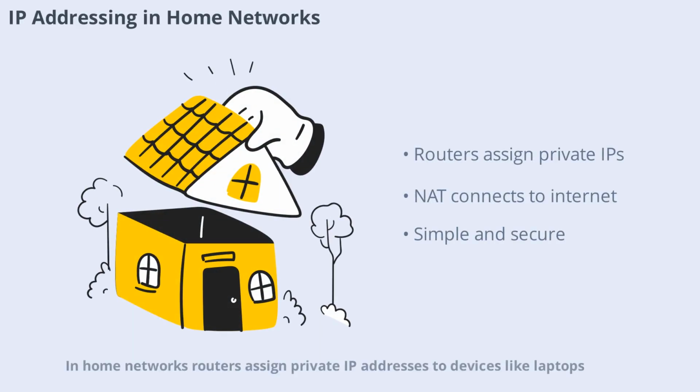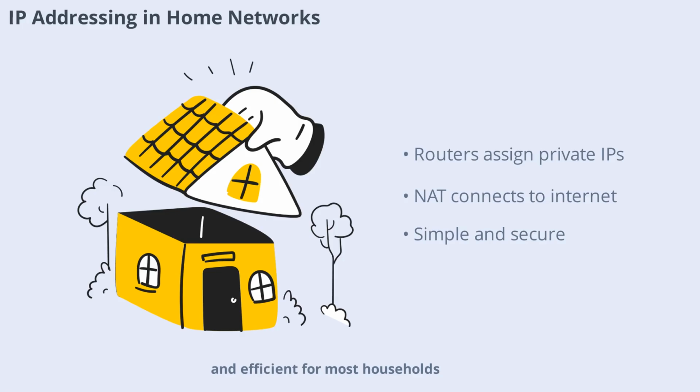In home networks, routers assign private IP addresses to devices like laptops, phones, and smart TVs. The router uses NAT to connect these devices to the internet through a single public IP address. This setup is simple, secure, and efficient for most households.